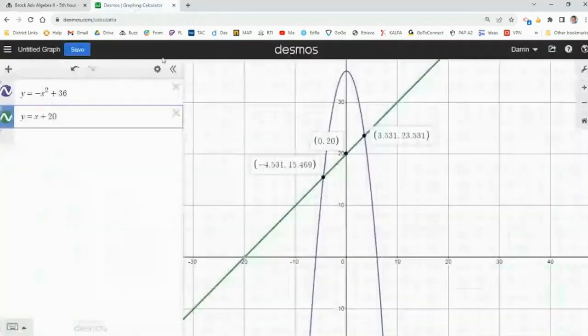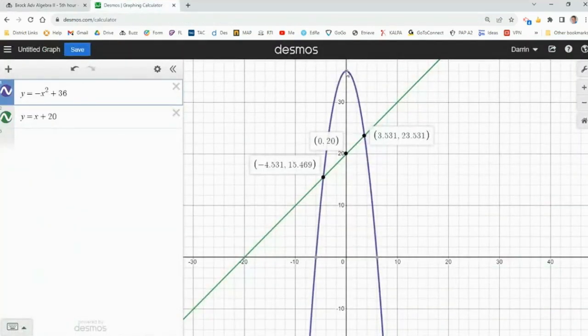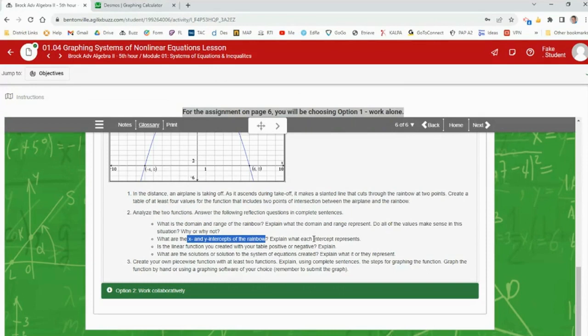You can go to Desmos, like I said, and check that out. What is that point? What is that point? What is that point? It'll give it to you on Desmos. What do those represent? If that was really a rainbow, what do those points represent?